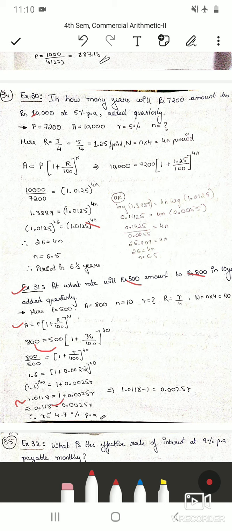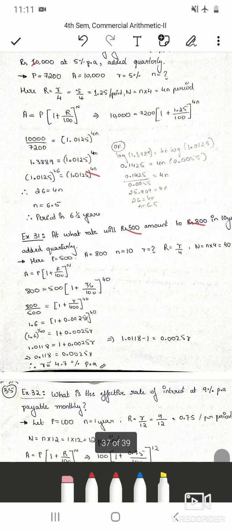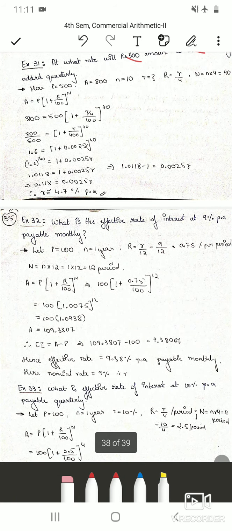So this 1 will go to this hand side, it will be subtraction. So you will get 0.0118 equal to 0.0025R. We want this R, so this term will go to the denominator. Therefore R is 4.7% per annum. So these calculations I am not explaining because I have explained earlier how to find out powers.